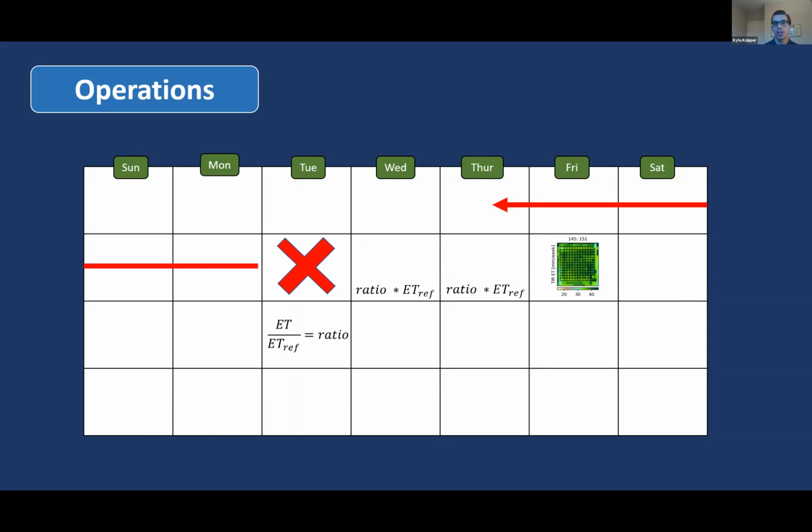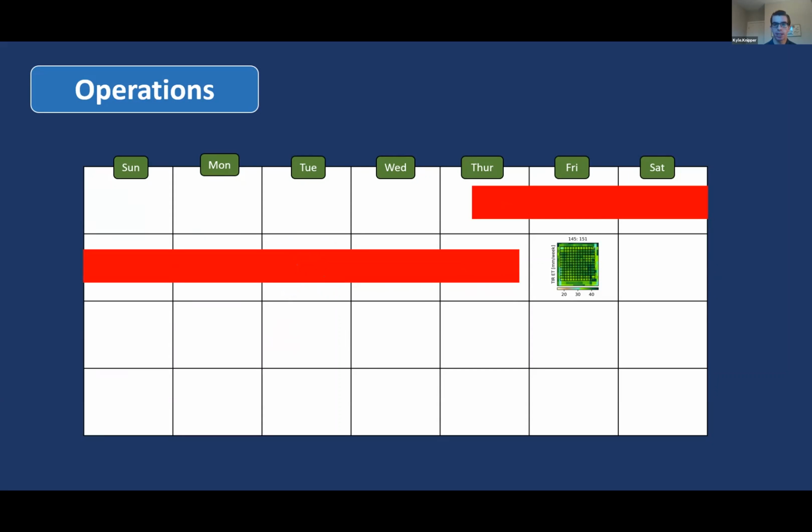And then we took the ratio of modeled ET to reference ET on Tuesday and assumed that the ratio would hold steady during the final 2 days of the week, meaning that we multiplied that ratio, which was held constant, by reference ET values from local meteorological stations. And then we could simply sum it up and get a 7-day product and push that out to the growers. So that's what we did.